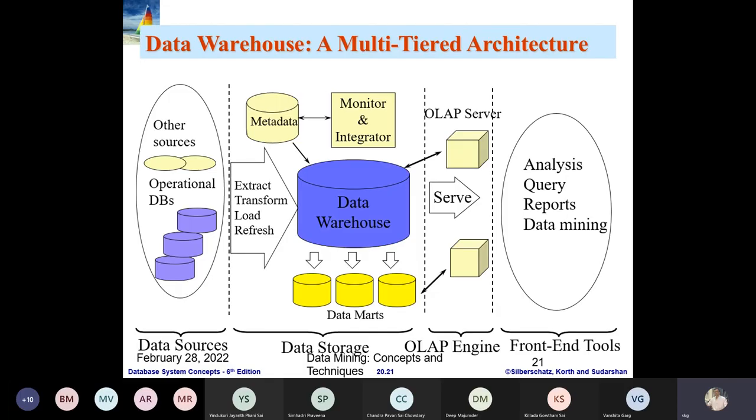So that is the way we look at the OLAP server here. And finally, we have these different analytic tools: queries, reports, and what we call data mining, right? So we mine the data for something more than what OLAP supports, or more than what OLTP or other types of queries support, right?